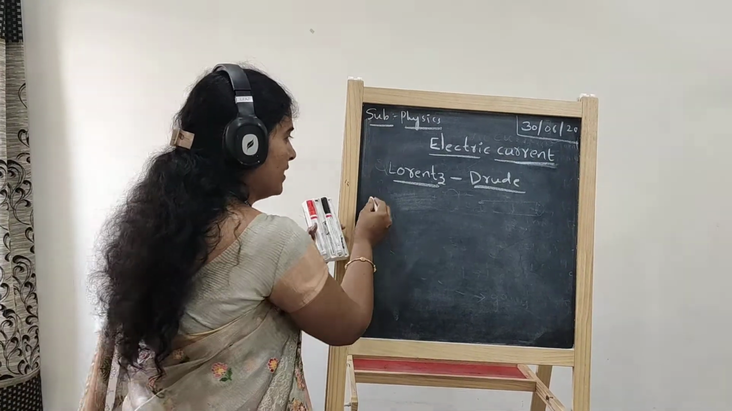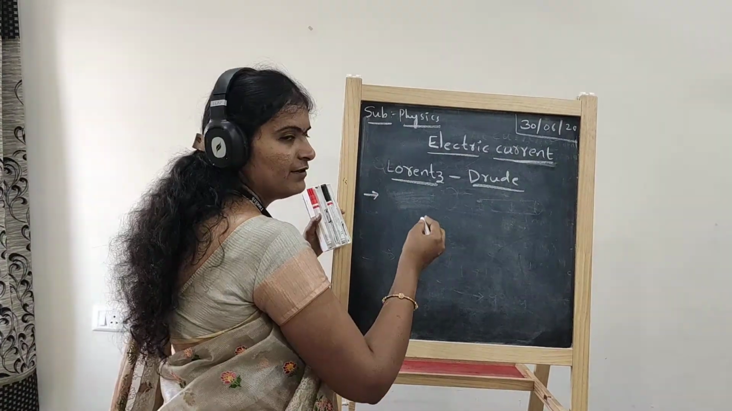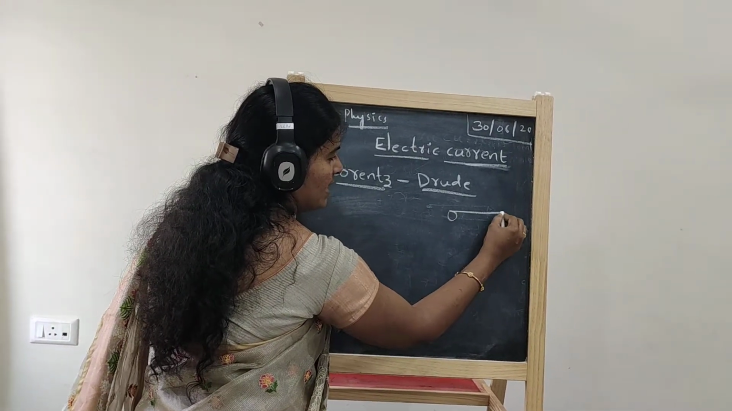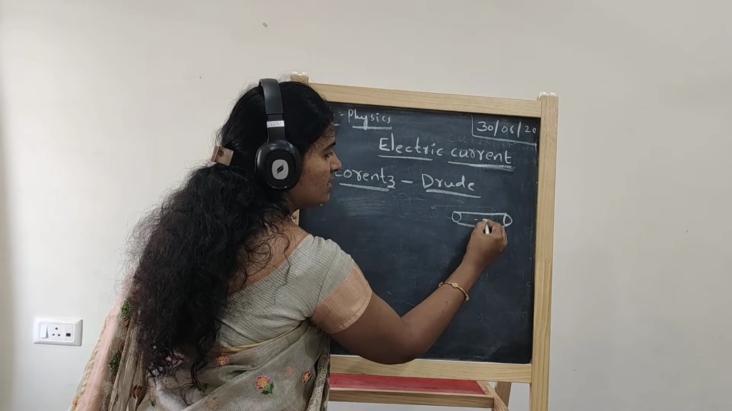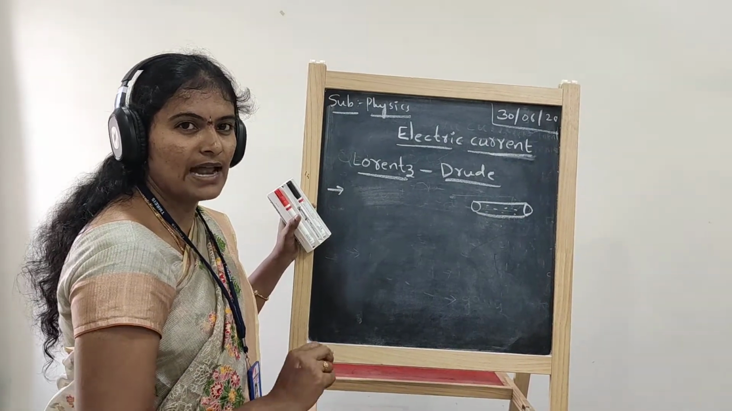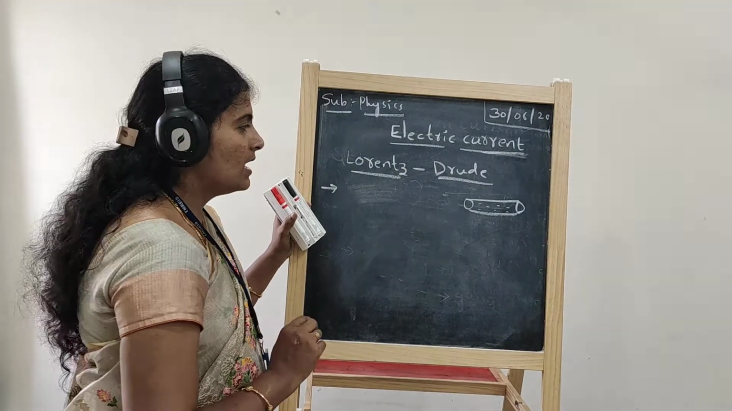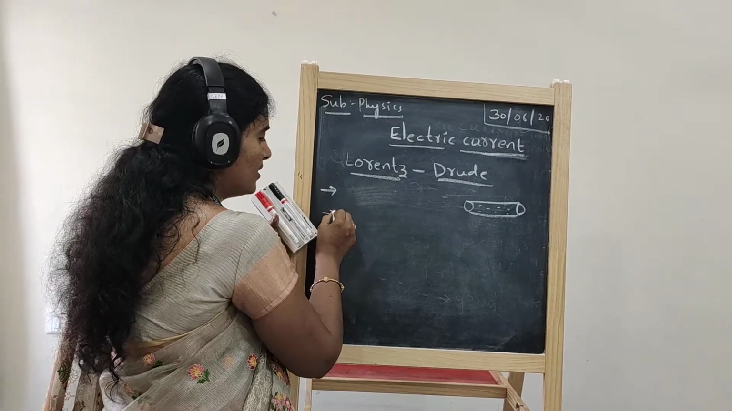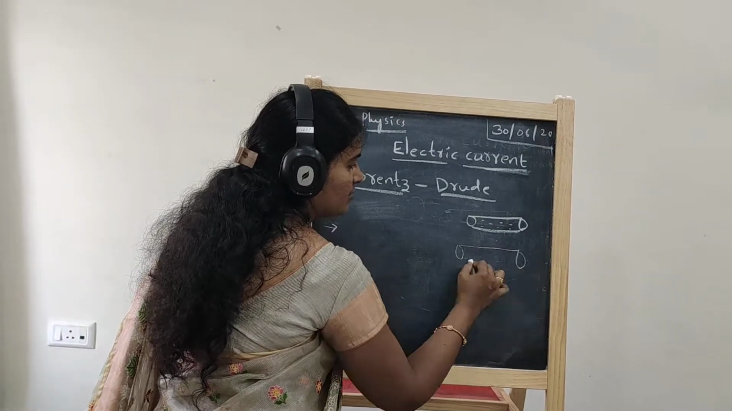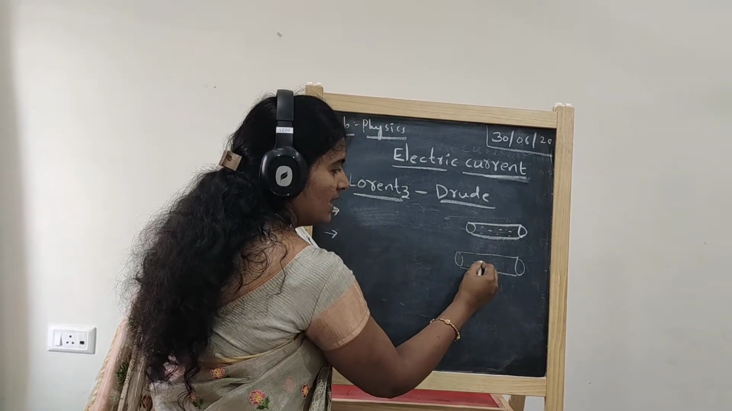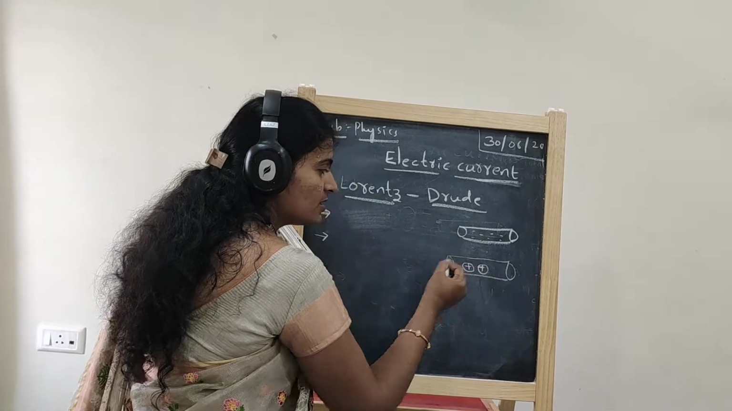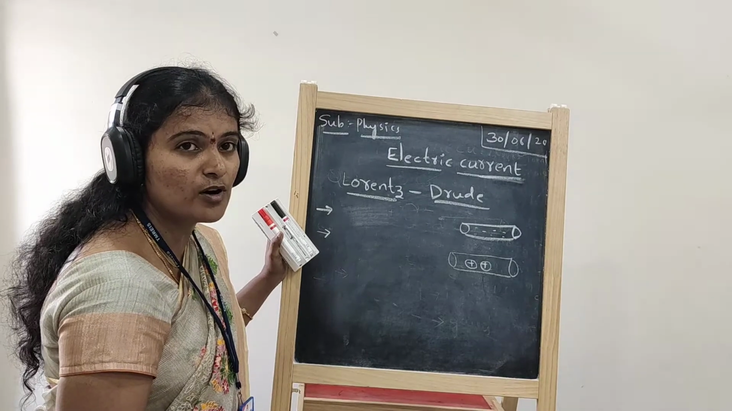First of all, the first point that we discussed just now. If you take a conductor, in a conductor, electrons will move in random directions. And second point, in a conductor, electrons will move around the positive charge. This positive charge is immovable.